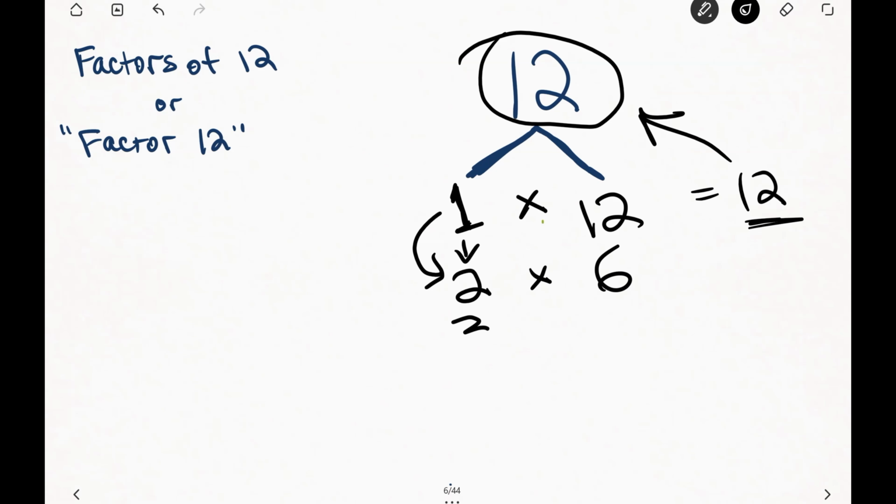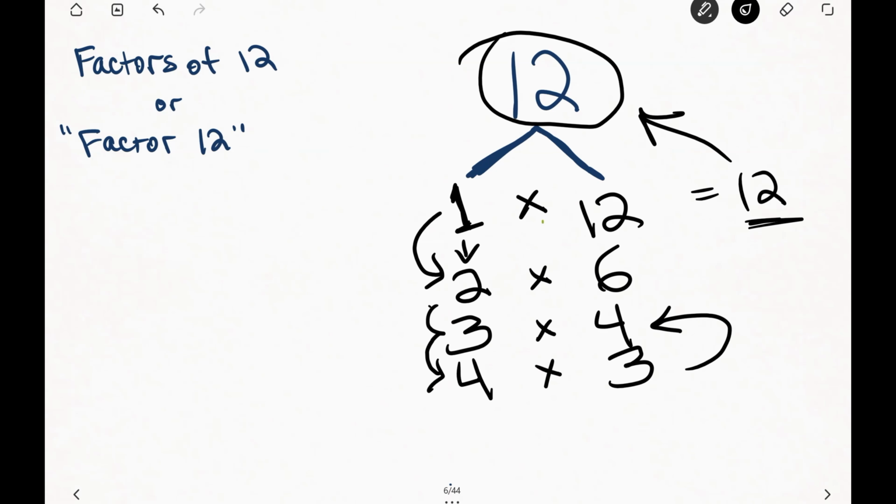Now we're going to go up to 3. 3 times what equals 12? Well, 3 times 4 equals 12. Now we're going to go up to 4. We went from 1 to 2 to 3, now we're going to go to 4. 4 times what equals 12? Well, 4 times 3 equals 12, because we just did that previous thing. It was just backwards. 3 times 4 equals 12. 4 times 3 equals 12.